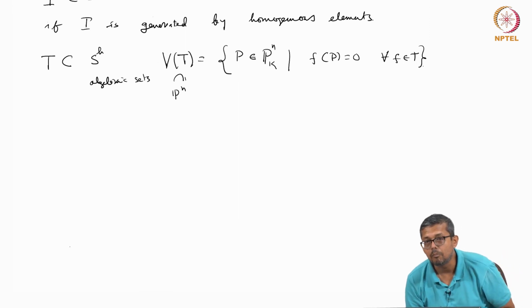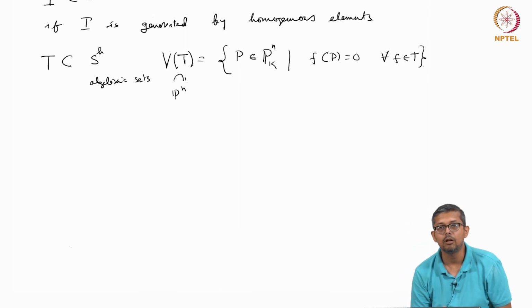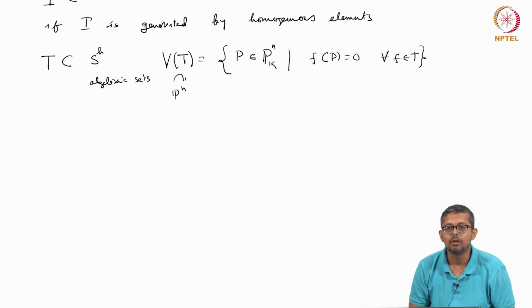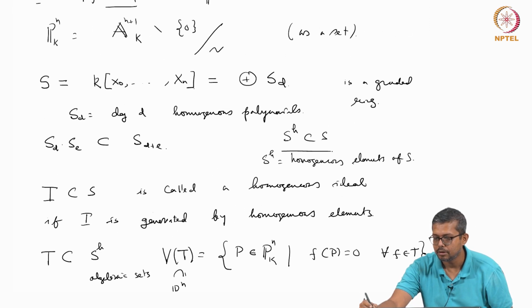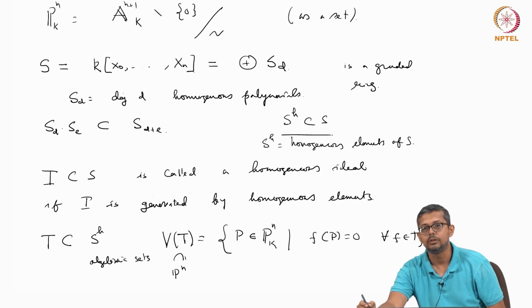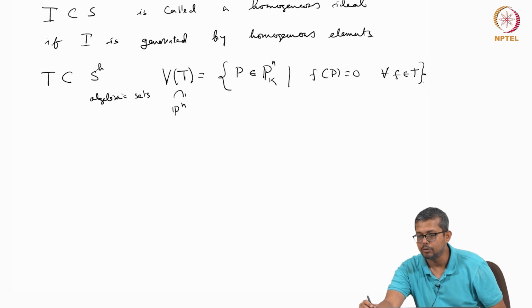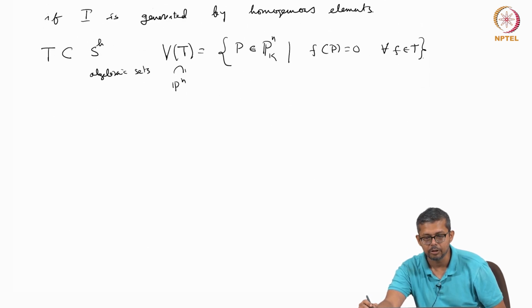S_h is the set of all homogeneous elements of S. S is the polynomial ring, so they are homogeneous polynomials. How will you define the zero set of an ideal? That's what I am going to define now.